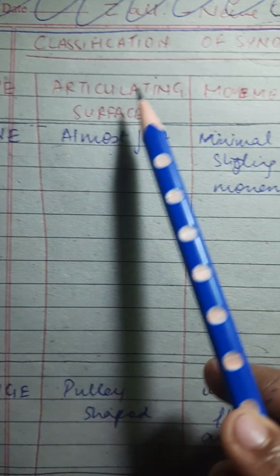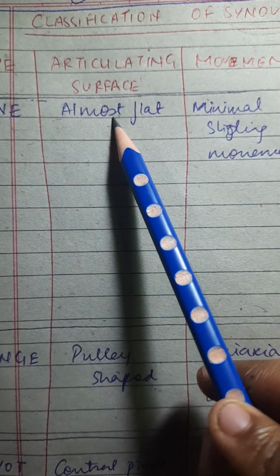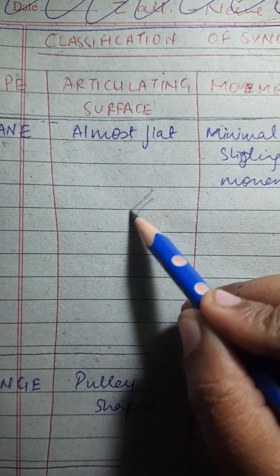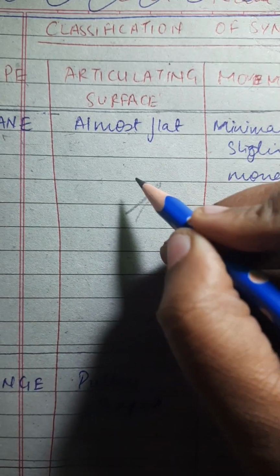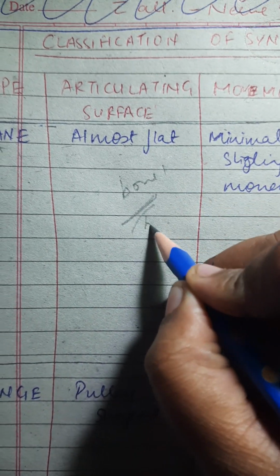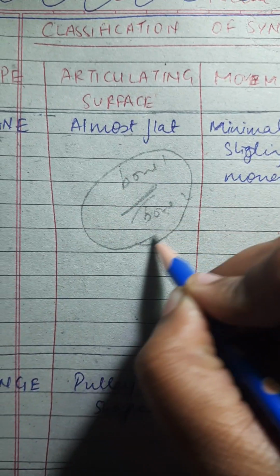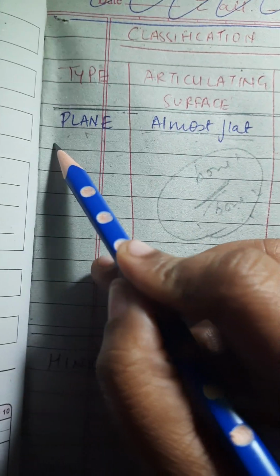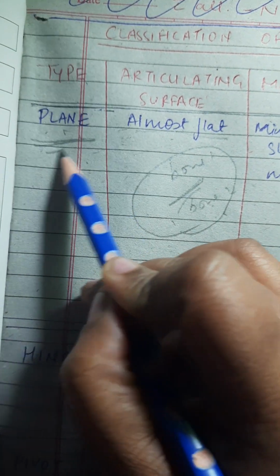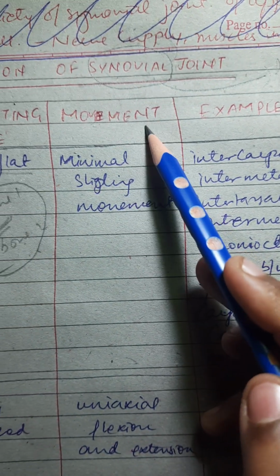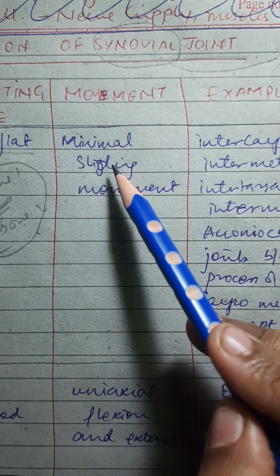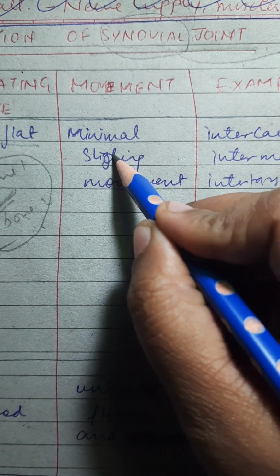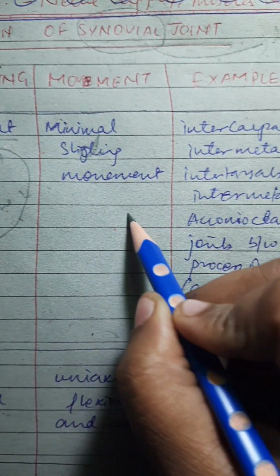तो प्लेन आर्टिकुलेटिंग सरफेस अगर हम देखें कि प्लेन जॉइंट के जो बोन्स होते हैं उनका जो आर्टिकुलेटिंग सरफेस होगा, मतलब कि दो बोन्स जहाँ पे मिल रहे होंगे, suppose this is bone 1 and this is bone 2. तो इनका किस तरीके से ये आर्टिकुलेट कर रहे हैं, तो that is almost flat in plane synovial joint. Coming to movement, it has minimal sliding movement, minimal sliding movement.